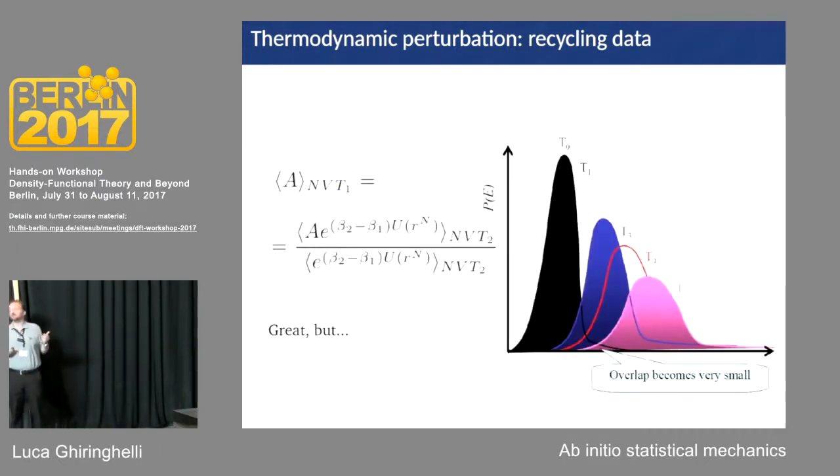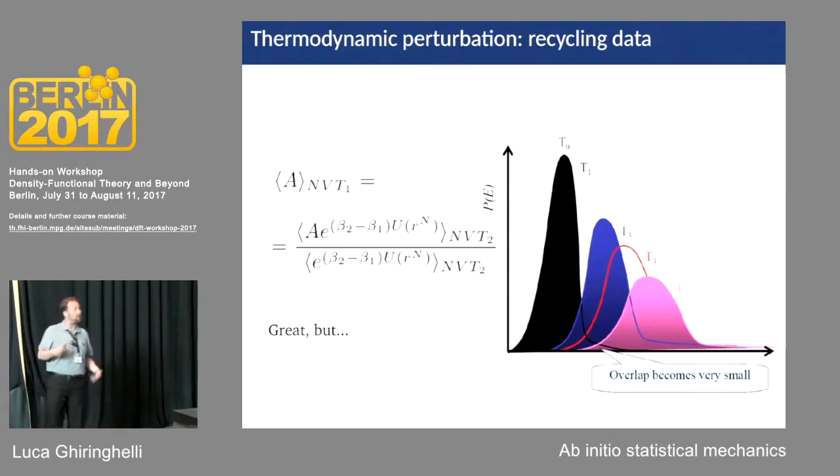That would be nice if you could always do that, right? You do one simulation at one temperature and you get the free energy at all other temperatures, or the value of some property at all other temperatures. This works, of course, if these things here are significantly different from 0. Otherwise, you have a kind of numerical instability.